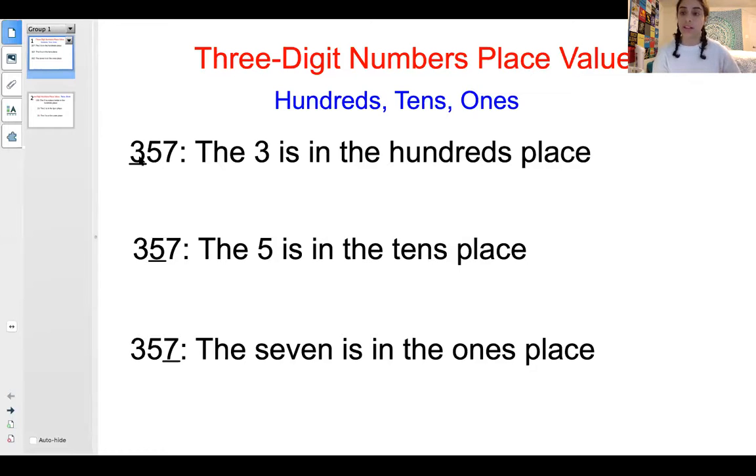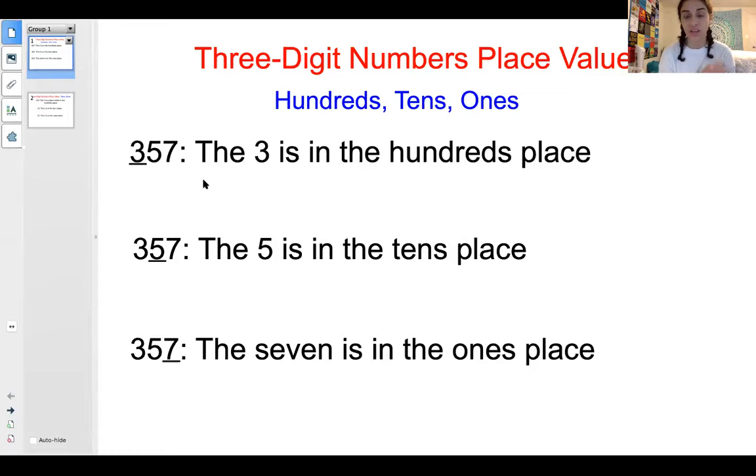Now I want to find out what number is 100 more than 357. So instead of taking away 100, I want to add 100. So 3 plus 1 is 4. 457 is 100 more than 357.